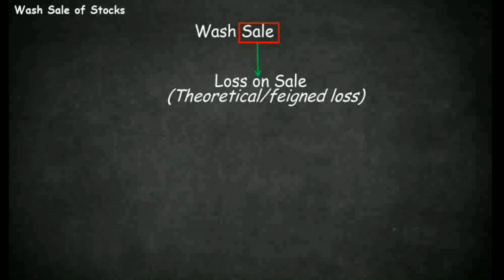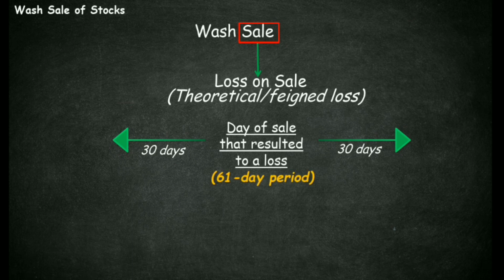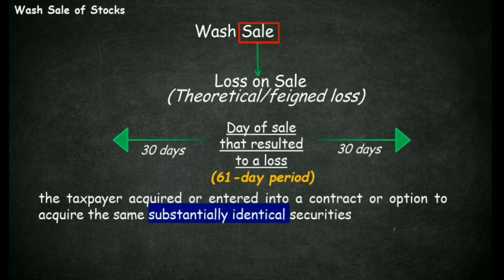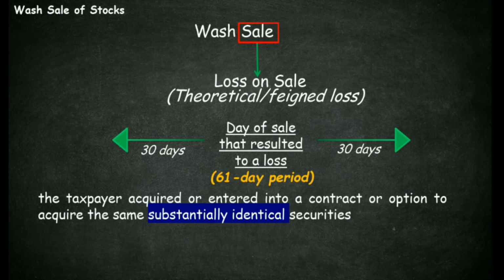A wash sale happens when, within 30 days before and 30 days after the day of the sale that resulted in a loss, the taxpayer acquired or entered into a contract or option to acquire the same or substantially identical securities. Now, what are substantially identical securities? By the way, the securities referred to here under the 61-day rule would include the stocks and the bonds. But this wash sale rule has significance with respect to the recognition of the reportable capital losses on the domestic stocks that are directly sold to a buyer.